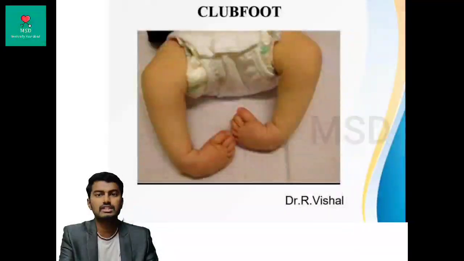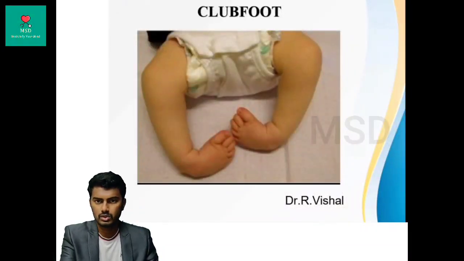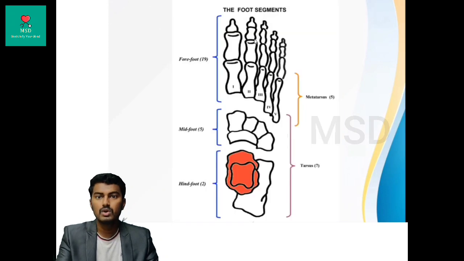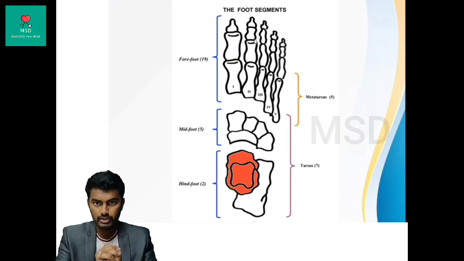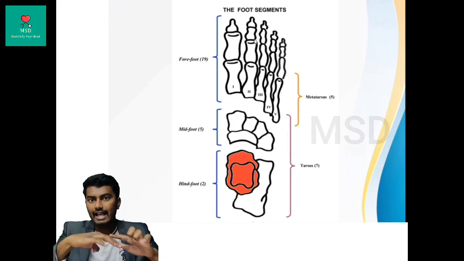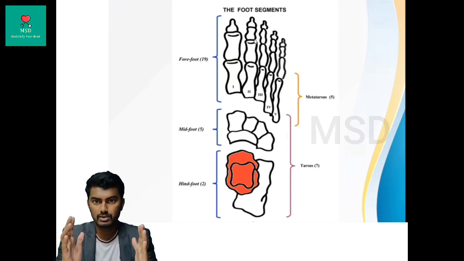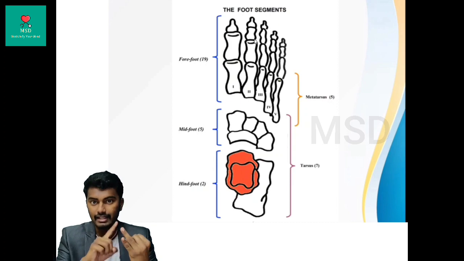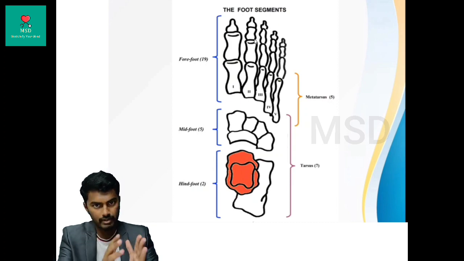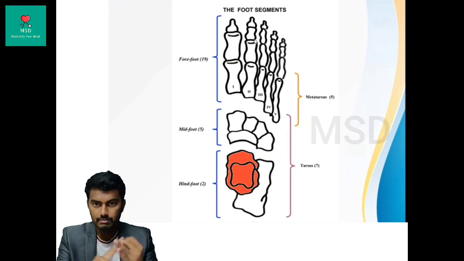Before going to clubfoot, we should know something about the normal anatomy of the leg and foot. The foot is divided into three quadrants. So what are the three quadrants? As we all know, the foot is divided into forefoot, midfoot and the hindfoot. So what is the forefoot? All the metatarsals and the phalanges contribute to the forefoot. All the tarsal bones except talus and calcaneum contribute to the midfoot, while talus and calcaneum contribute to the hindfoot.